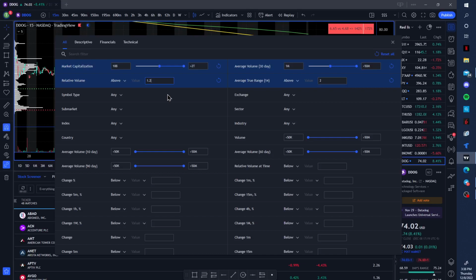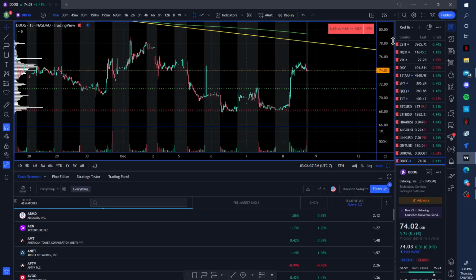Okay. So that's what you want to look at going into a swing, because these are options that we buy at the end of the day and swing into the next day, anticipating a move to continue from the previous day. So these are the four filters that you're going to use.